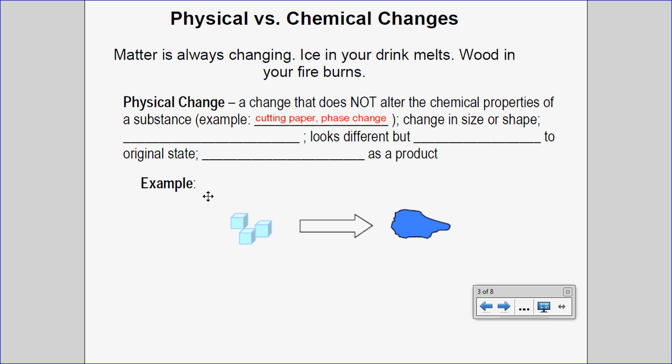For example, cutting paper. If you take a piece of paper, you chop it down into little bits, it's only a change in size or shape. Same material, but it's in a different form. It looks different, but it is actually chemically the same. It can go back to its original state. And usually no energy is produced as a byproduct. Cutting up a piece of paper doesn't release energy, it just changes the paper into smaller pieces, all of which are molecularly identical to the original. So that is a physical change.